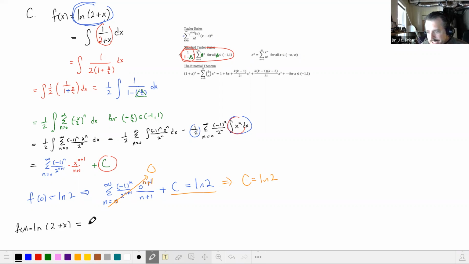Is just equal to the sum n equals 0 to infinity. And we'll write this as -1 to the n, all divided by 2 to the n plus 1, and then I'll put that n plus 1 down here, and then times x to the n plus 1. So that's what we know so far. Oh, plus, and then don't forget, I just found this out, plus ln of 2.